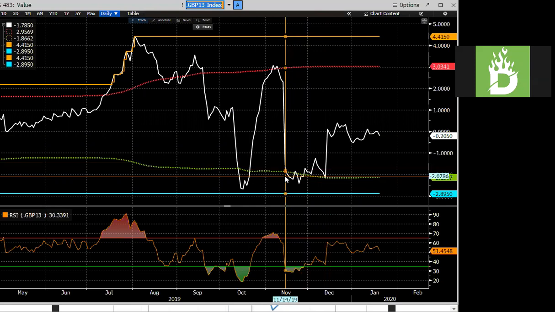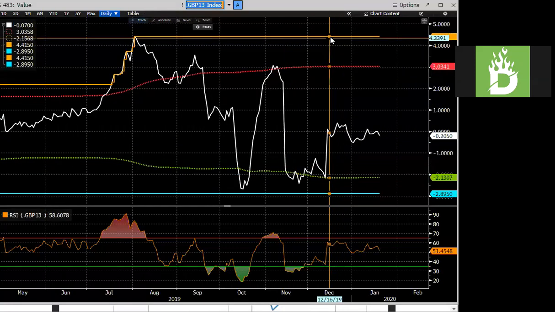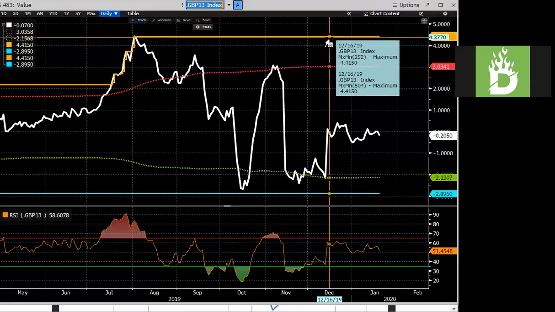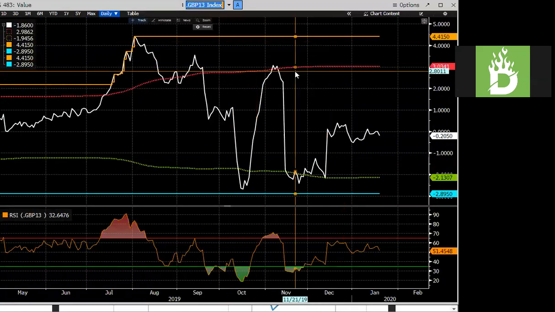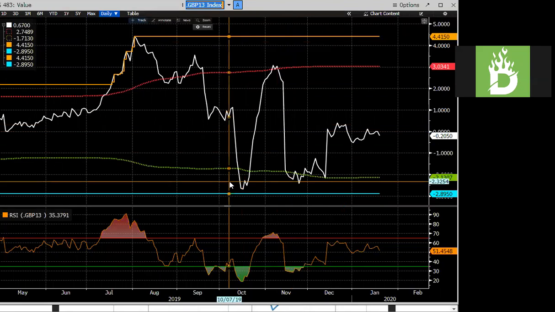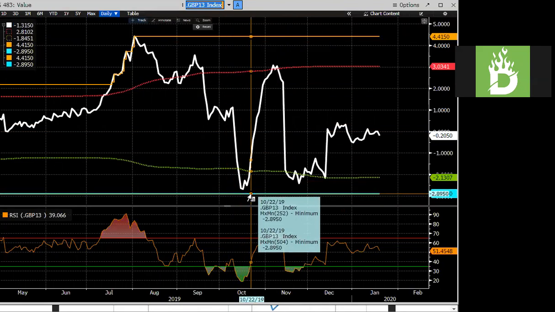Let's just go through the metrics first. So thick orange, and then there's a thin orange here as well. Thin orange is the 1 year high, thick orange is the 2 year high. In this 504 period, Bollinger Bands with 2 standard deviations, so kind of a 2 year look back, 2 standard deviations from your mean. Thin cyan, thick cyan is the 2 year and 1 year low.